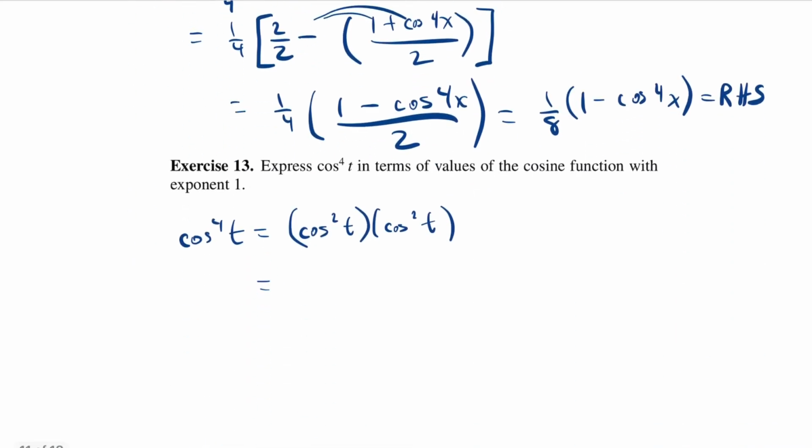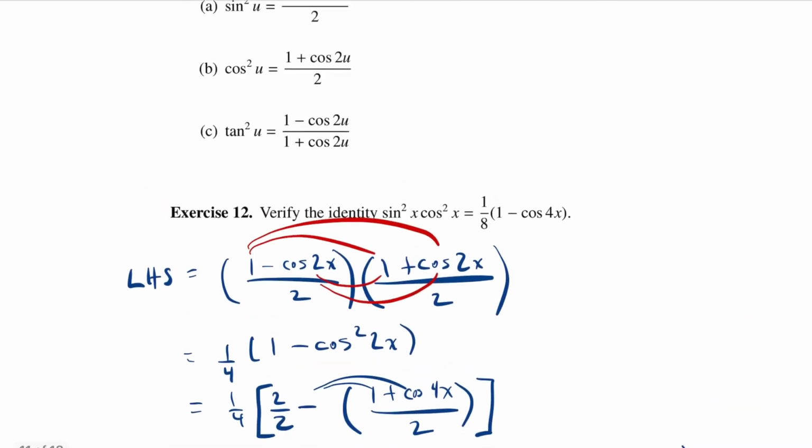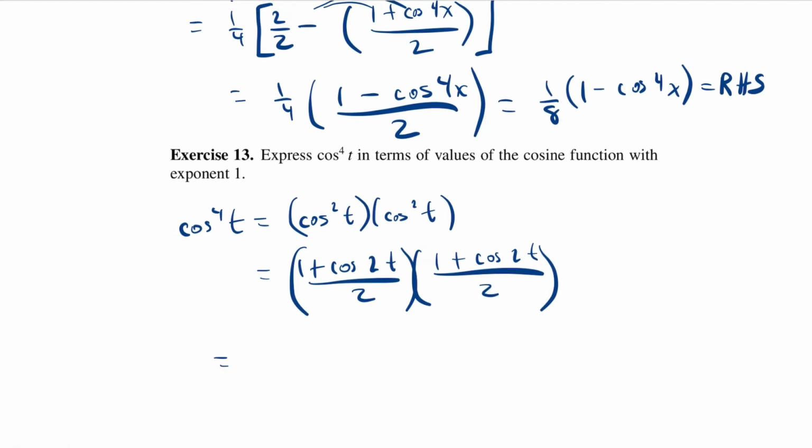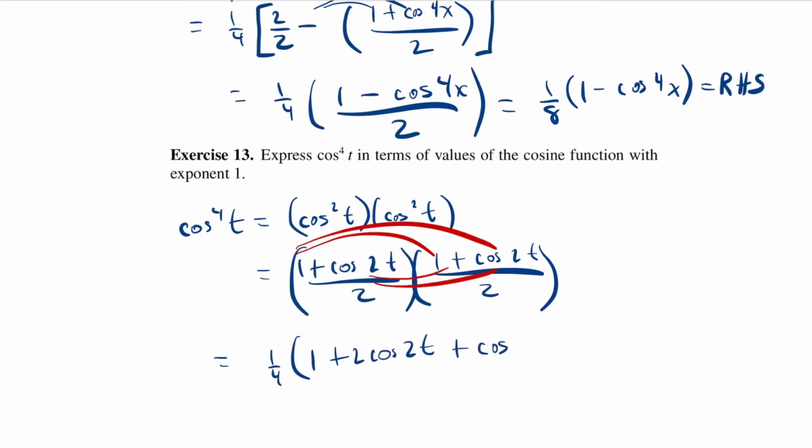So it's going to be 1 plus cosine 2t, right? Yeah, 1 plus cosine 2t over 2. And the same thing over here. If you multiply the denominators, you get 1/4 on the outside. And then if you expand these out by foiling or multiplication, you should get 1 plus 2 cosine 2t plus cosine squared 2t.